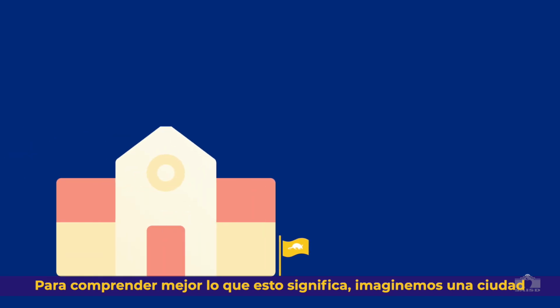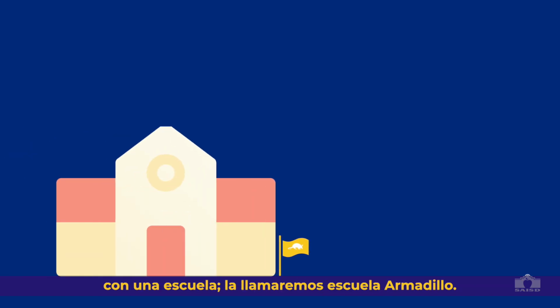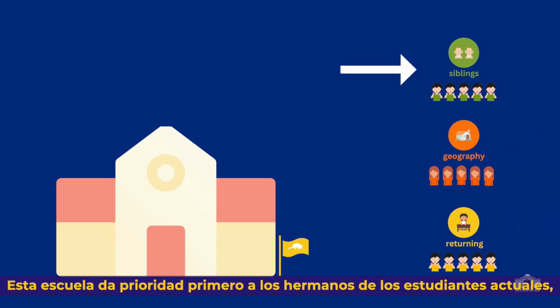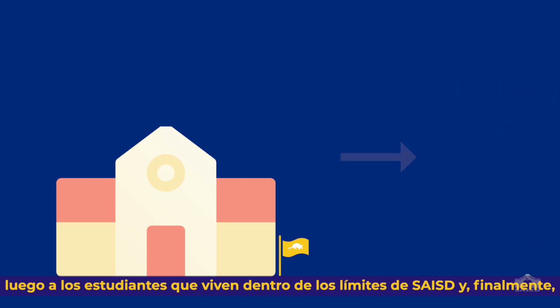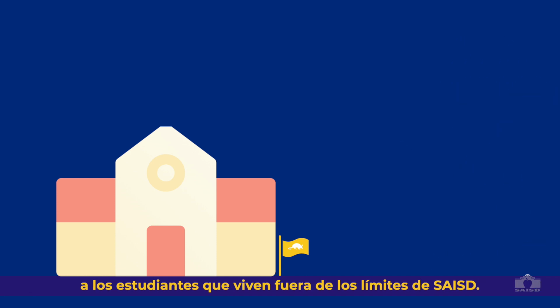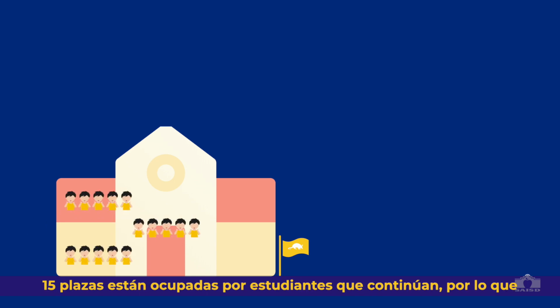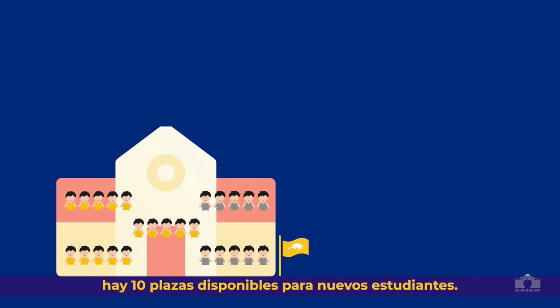To better understand what this means, let's imagine a city with one school. We'll call it Armadillo School. This school gives priority first to siblings of current students, then to students living within SAISD boundaries, and finally to students living outside of SAISD boundaries. Armadillo School has 25 seats in first grade. 15 seats are filled by continuing students, so there are 10 seats available for new students.